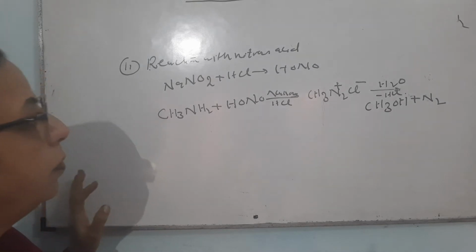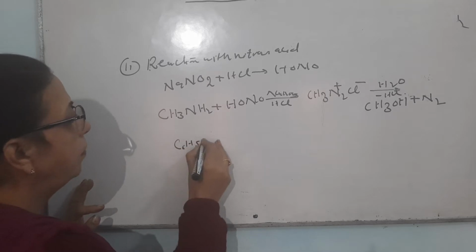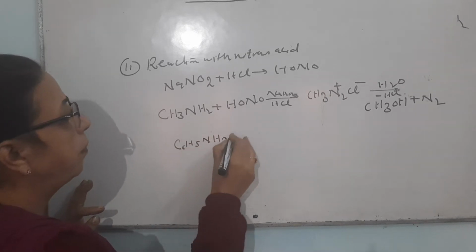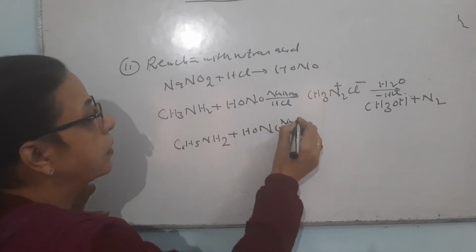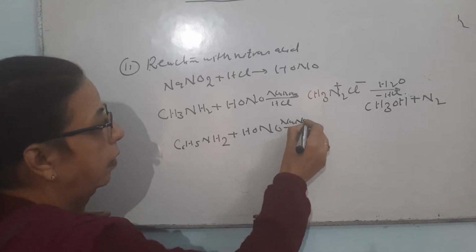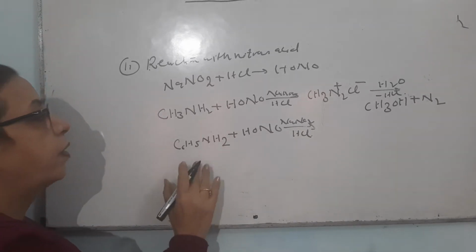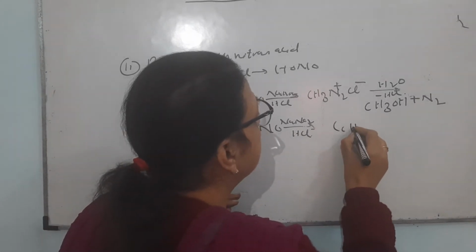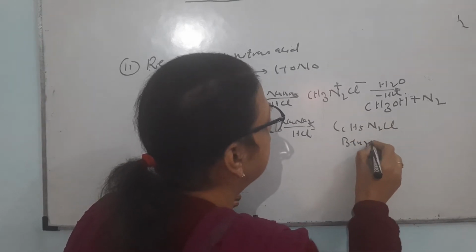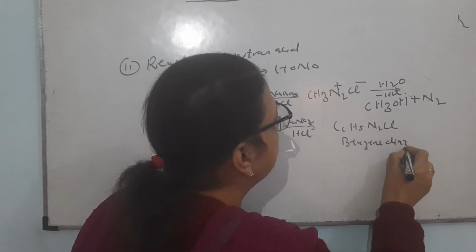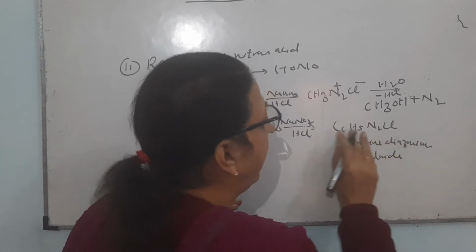But aromatic diazonium salts are very stable. These aromatic diazonium salts are prepared from aniline. These are prepared at a very low temperature of 273 to 300 Kelvin. So there will be a formation of benzene diazonium chloride. It is very stable.